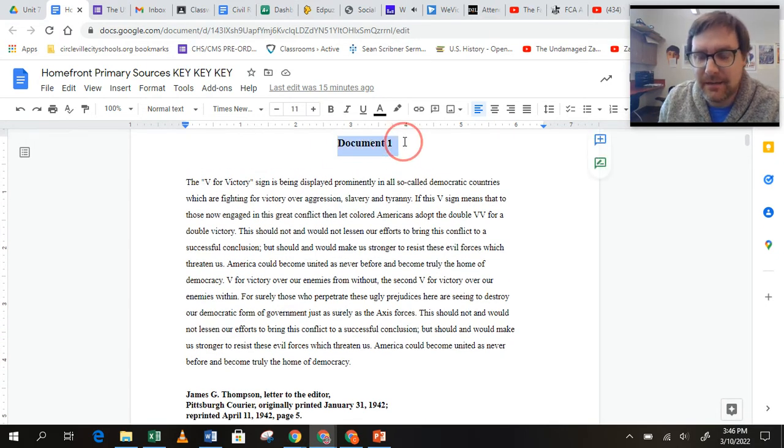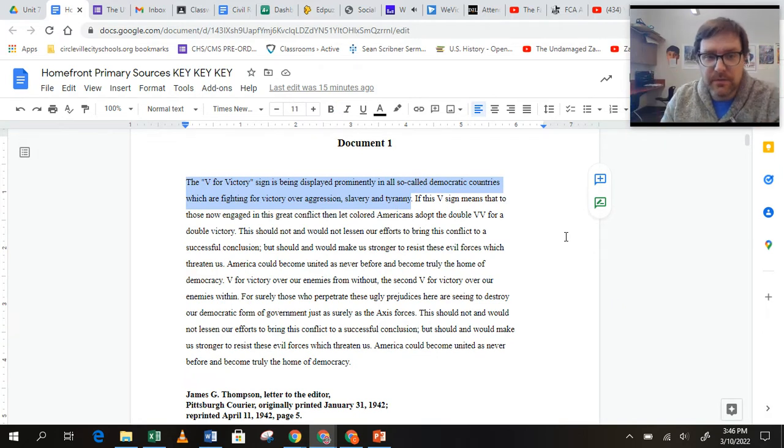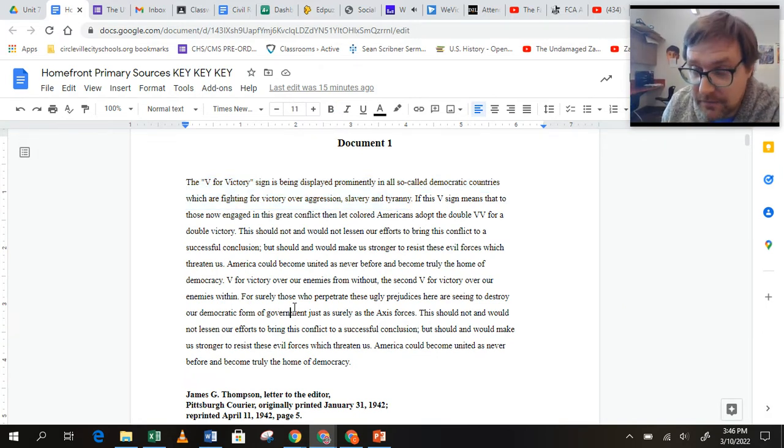What is document one saying? The V for victory sign is displayed prominently in all the so-called democratic countries, which are fighting for victory over aggression, slavery, and tyranny. So-called. This writer is saying the United States, for example, is trying to fight for freedom for the Germans, to liberate oppressed peoples in Germany.